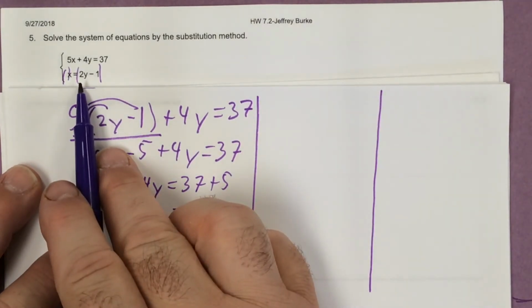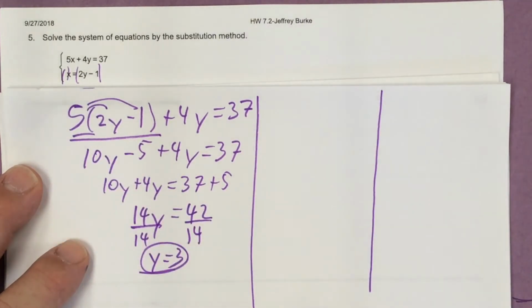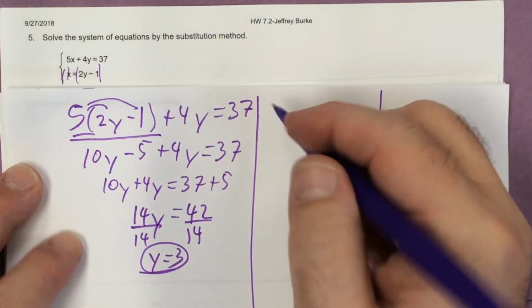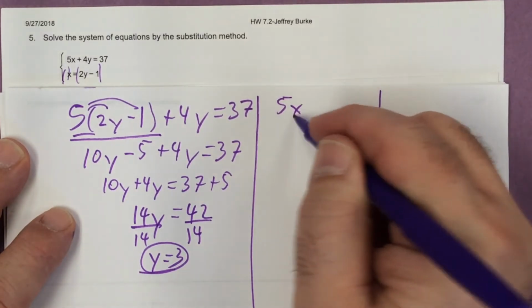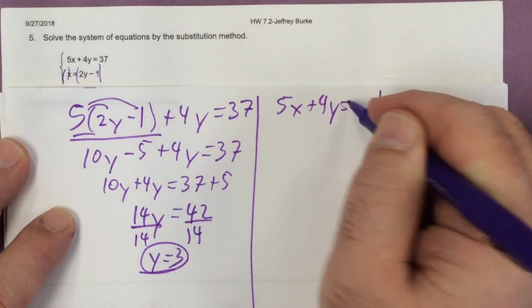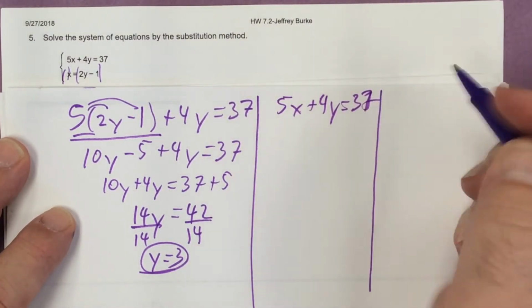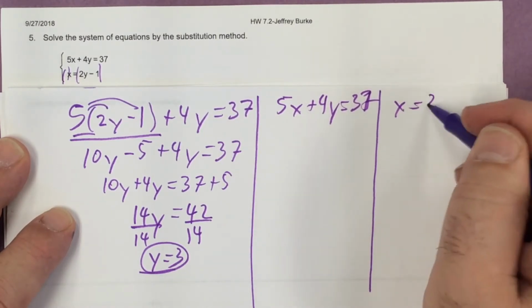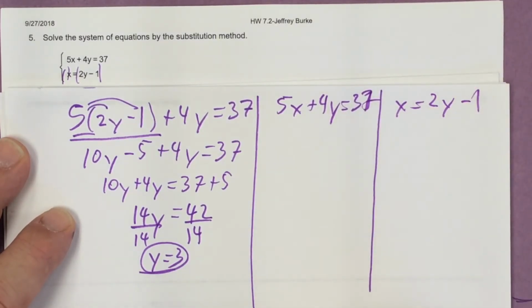Well, I want to check that result now, so I'm going to write each equation, and I write the equation as they originally look in the system. So like in the previous problem, we had to change the equation a little bit. But when we find a value for one of the variables and we want to find the value of the second variable, we use the original equations that we get from the system. 5x plus 4y equals 37, and then x equals 2y minus 1.